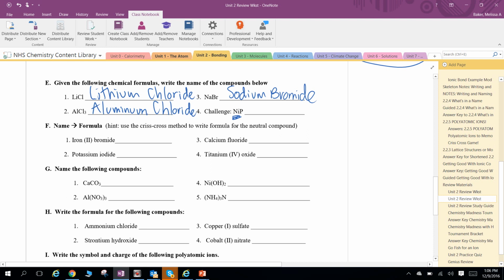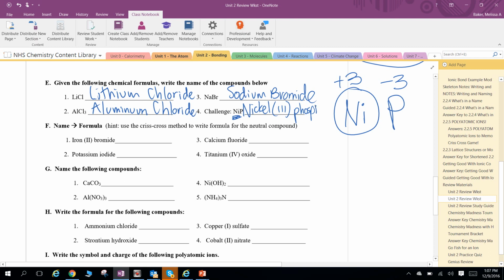And this one's a challenge because it has a transition metal. So it wants you to figure out what must the charge of this nickel be if it's combined with one phosphorus. Well, phosphorus wants to gain 3 electrons. So if nickel is making it happy, that must mean that nickel wants to lose 3 electrons, making it have a positive 3 charge. So this would be nickel, Roman numeral 3, phosphide.